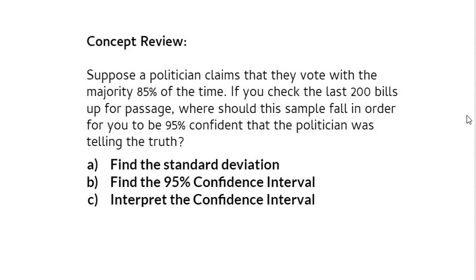So a politician claims they vote with the majority 85% of the time. You check the last 200 bills for passage. Where should the sample fall? So basically, what is going to be our confidence interval so that you can be 95% confident that the politician was telling the truth?